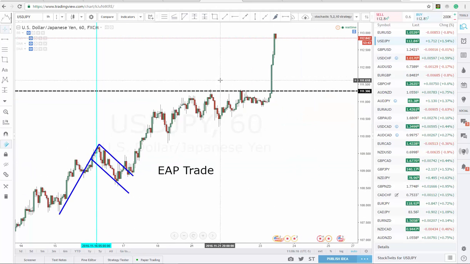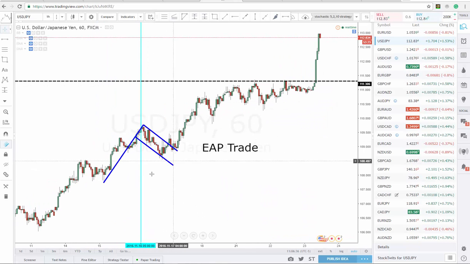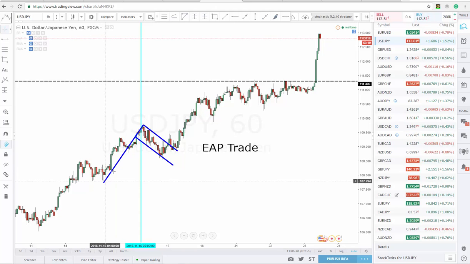I'll head over to the email for the dollar yen trade quickly. As you can see here on the dollar yen, I alerted traders that there was a breakout condition. If you'll read along with me, the dollar yen is in breakout condition. This means that I'll be going down to the lower time frames to look for breakout trades using flags and triangles. And that's exactly what we did. We went down to the 1 hour chart after we realized we were in breakout condition.